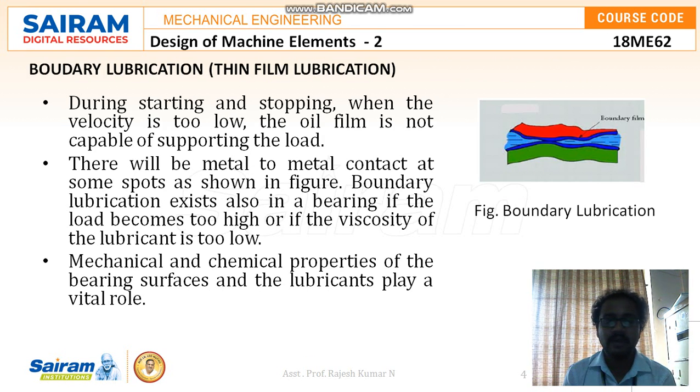Moving to the second one, that is boundary lubrication, which is also called thin film lubrication. Here you can see where the lubrication is provided on the boundary. During starting and stopping, when the velocity is too low, the oil film is not capable of supporting the load. So there will be metal to metal contact in some parts, which is shown in the sketch. Boundary lubrication also exists in a bearing if the load becomes too high or if the viscosity of the lubricant is too low. The mechanical and chemical properties of the bearing surfaces and the lubricants also play a very important role.